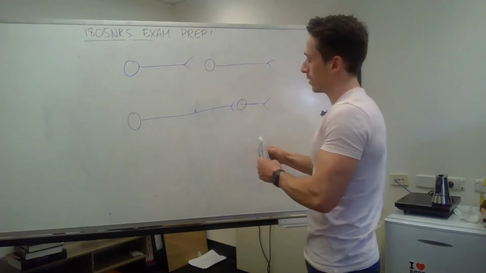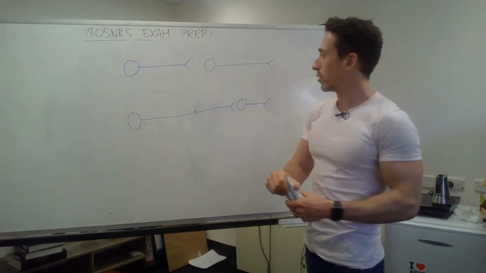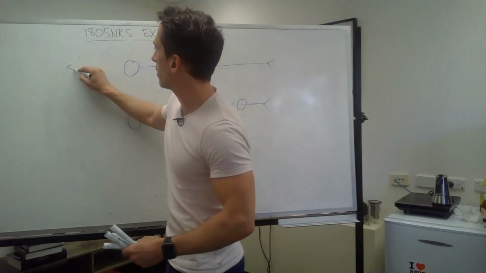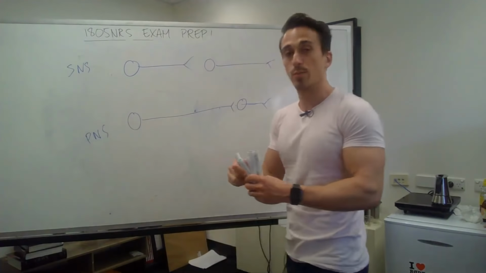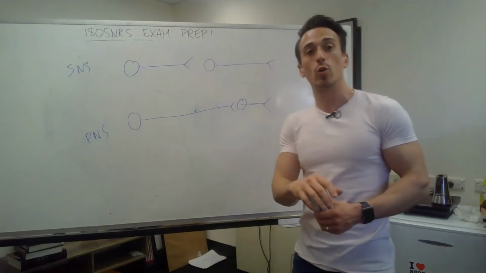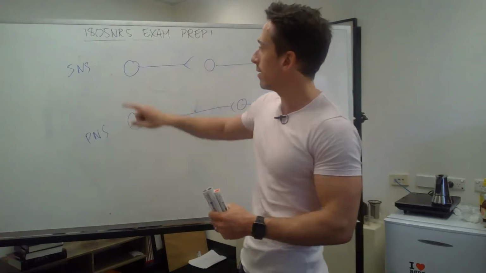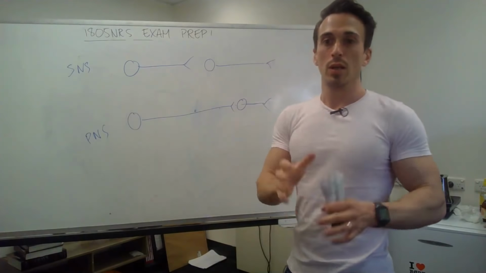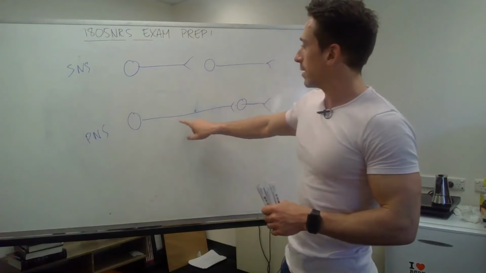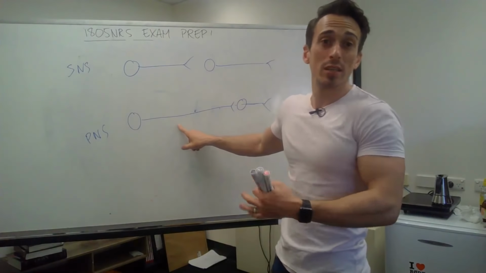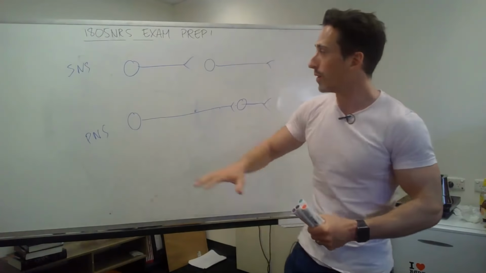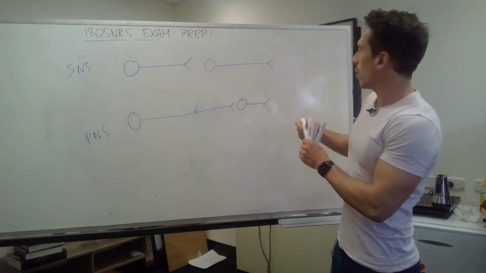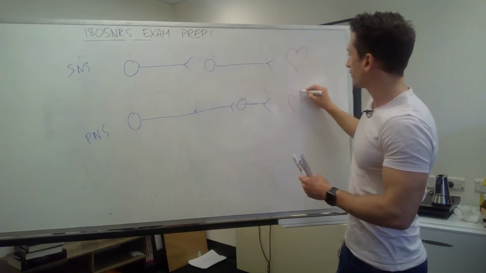When we look at the sympathetic and parasympathetic nervous systems, first one is the sympathetic. That's fight or flight. This is the parasympathetic. That's rest and digest. Both are two-neuron chains and are part of the autonomic nervous system. You get scared, sympathetic nervous system. When you're resting, digesting, parasympathetic nervous system.